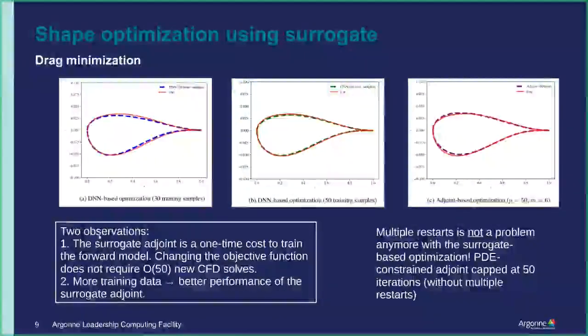So yeah, two observations: more training data, better performance of the surrogate adjoint, and changing the objective function. For example, the adjoint, every time you change the objective function, you have to go ahead and resolve the system another 50 times, for example, if that's your budget. But in our case, you don't have to. Your method is already trained, right? So we were happy at this point of time, right?